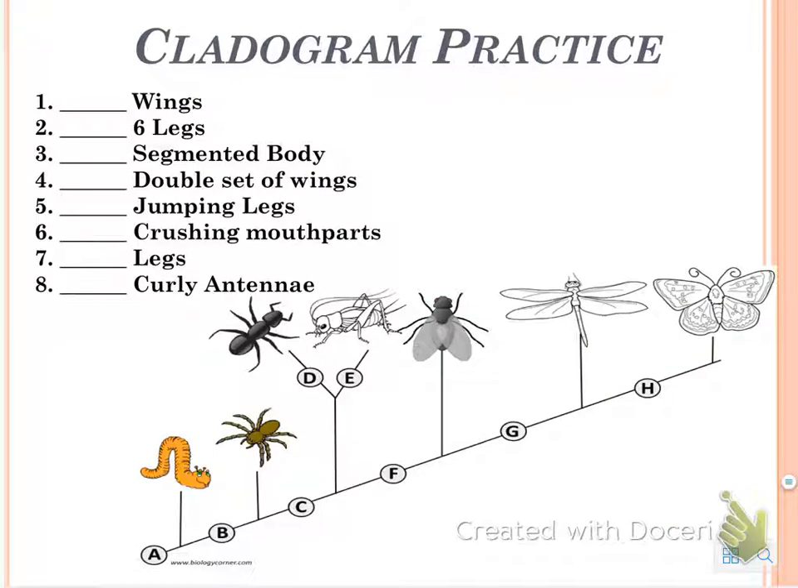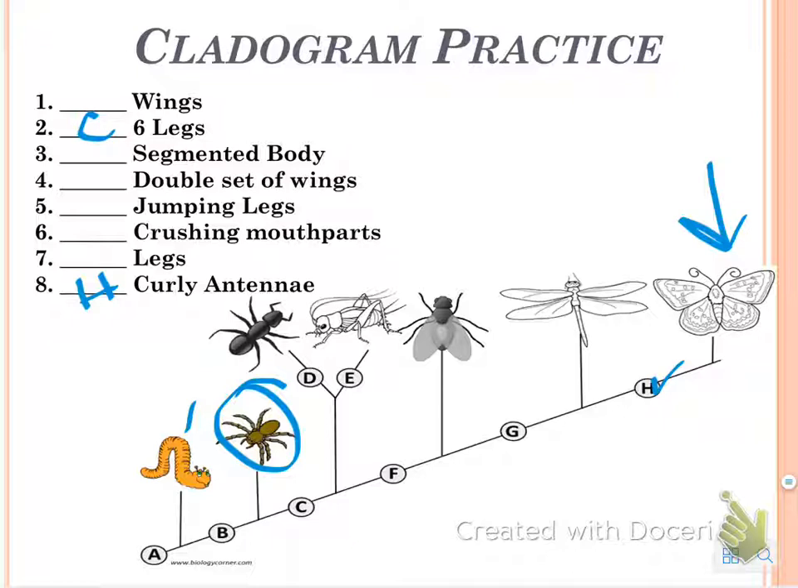And then really quick, we're going to do a cladogram practice. We did this one in class. You want to figure out what letter goes where. Let's start with something easy. Curly antenna. Who has curly antenna? The only one with curly antenna is this guy, so H would go there. Next, let's look for something simple. Six legs. We know spiders don't have six legs, they have eight, and this guy has no legs. So six legs is going to go at C.